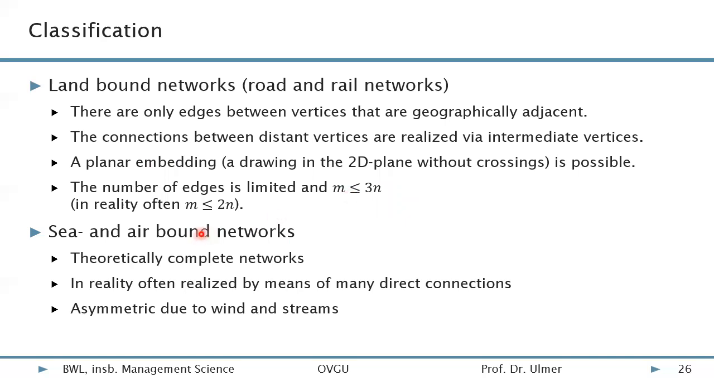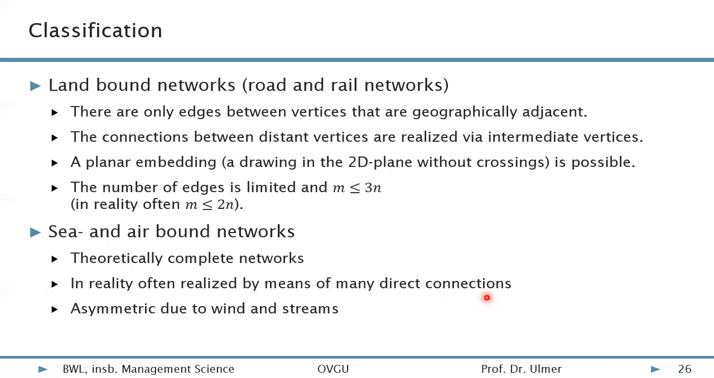The opposite are sea and airbound networks. They are usually or theoretically complete because on an ocean we can go directly. We do not need to have intermediate stops except for refueling maybe. That's the reason for theoretically. Same is true for airlines. And therefore we have often many direct connections.